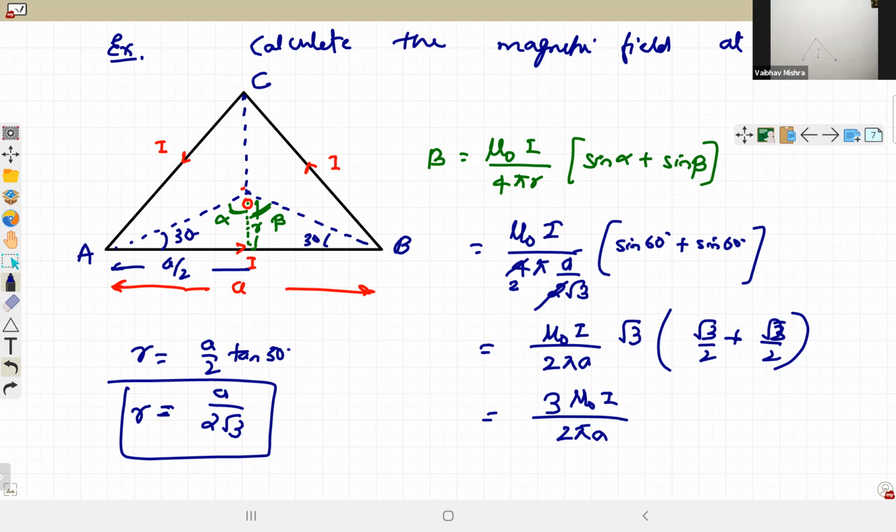Bharat. Bharat. Yes. Yes. Use your right hand. Palm in the direction of current and palm towards point O and give a slap. It's coming out of the plane. Meher.